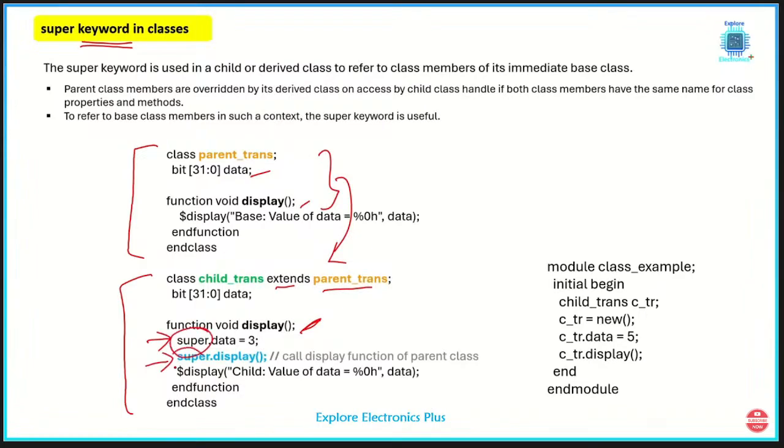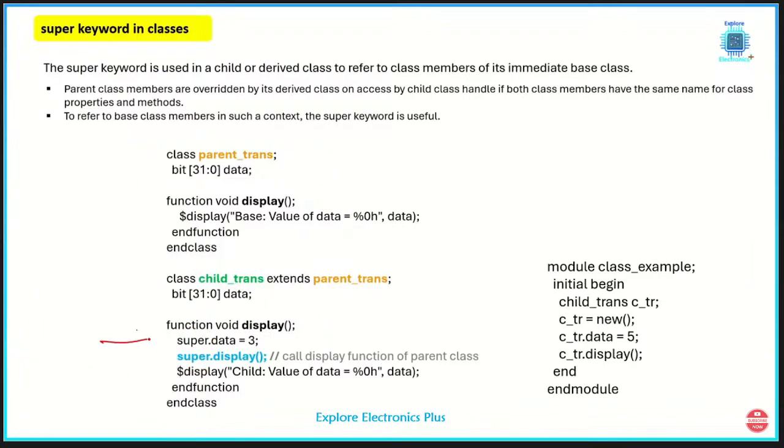What is this super keyword doing here? We have a data inside the child, but through the super keyword we are accessing the data here. This data corresponds to the parent class data, not the child class data. Through the super directly we can access the data of the parent class. And also we have a display. Inside the function display itself we are calling super.display. Because of super, it is calling the function display of the parent class.